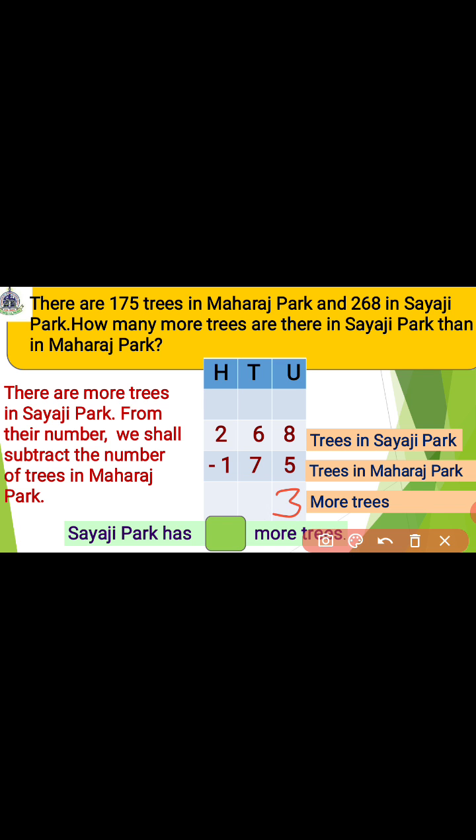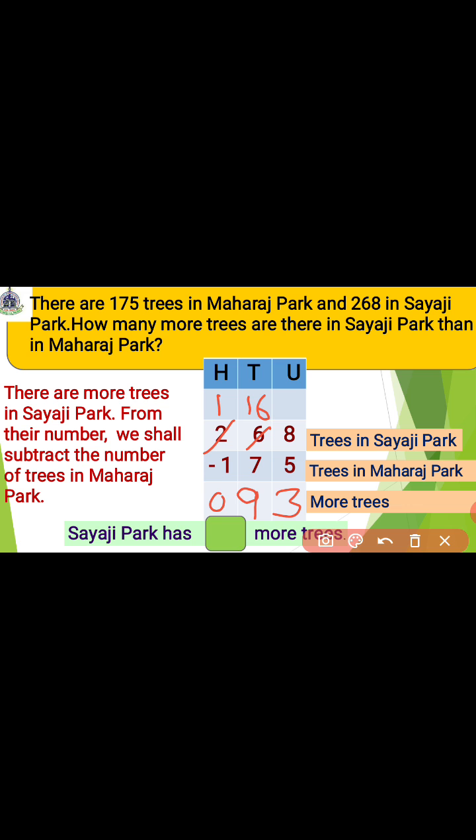We cannot subtract 7 from 6. So we will borrow 1 from this 200. So here we get 16 tens, and in the hundreds column we got 100. Now we will subtract 7 from 16. 16 minus 7 is equal to 9, and 1 minus 1 is equal to 0. So we got the answer 93.